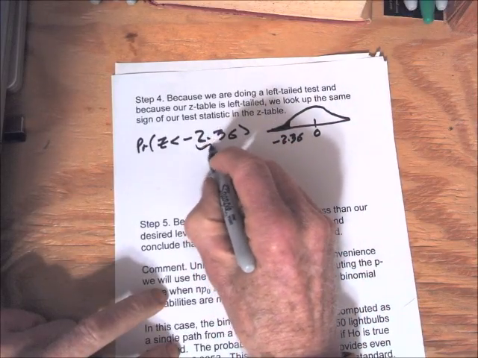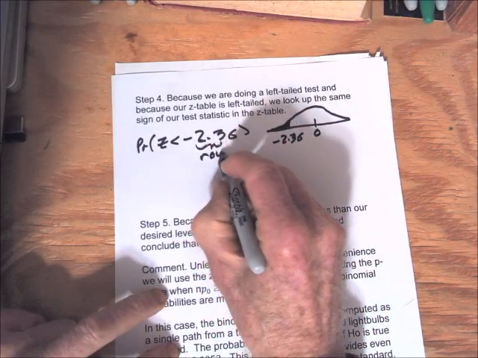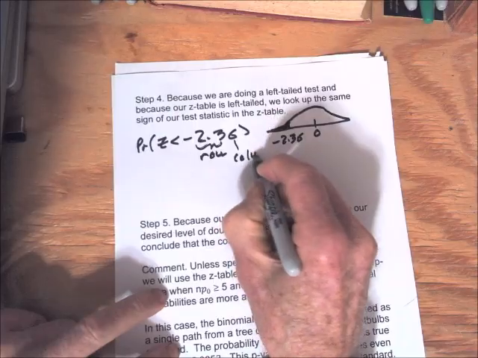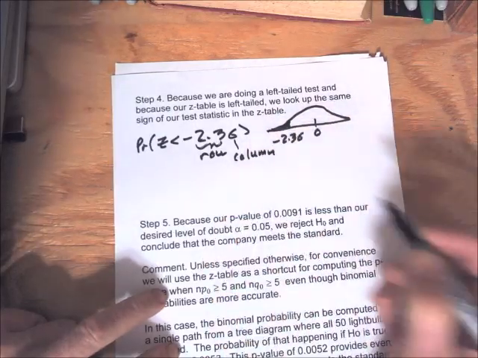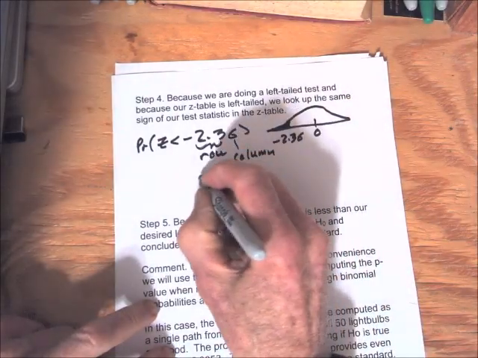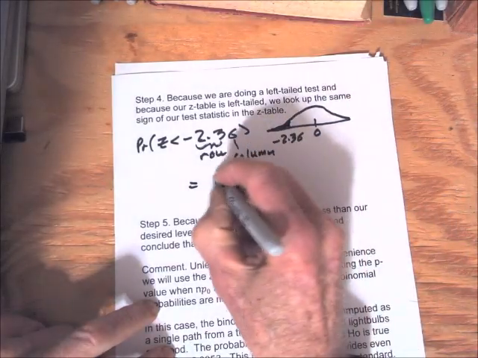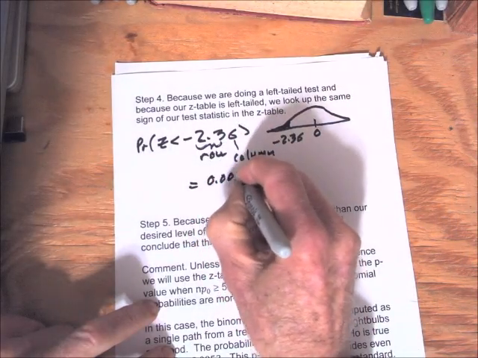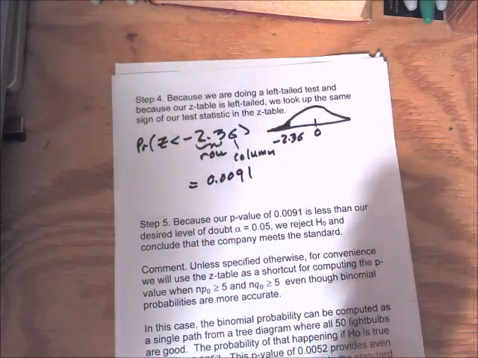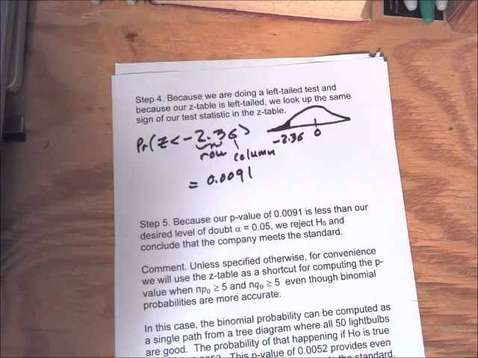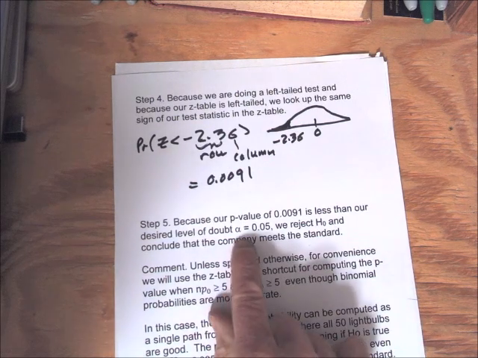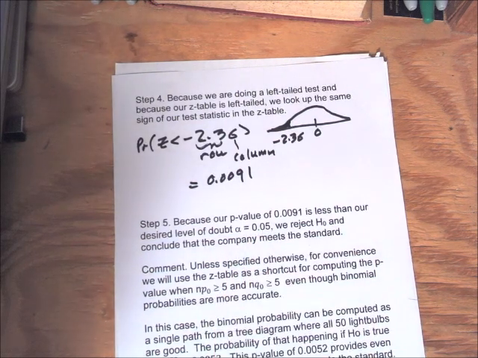So we want to look in row negative 2.3, column 6 of the z-table, and that comes out to be 0.0091. So that's our p-value. This is a left-tailed test, so we don't need to multiply by 2 here. That's going to be our p-value, and it's less than our desired level of doubt, 0.05. So that means we reject H0 and conclude the company does meet the standard.